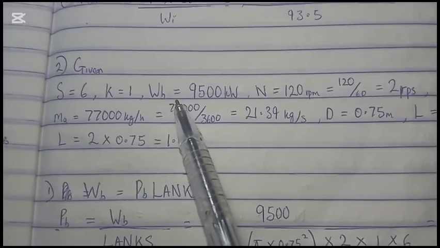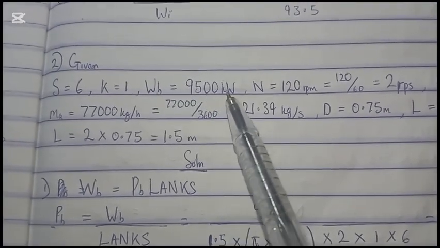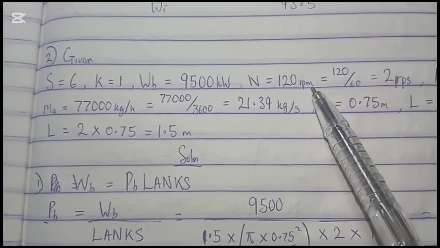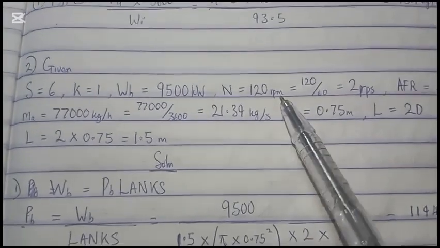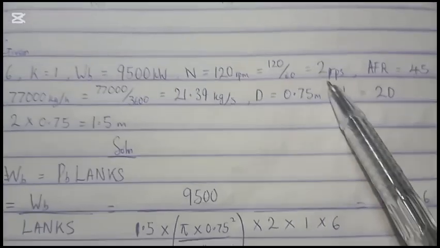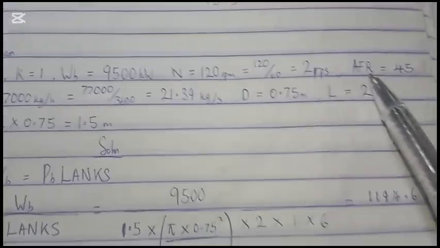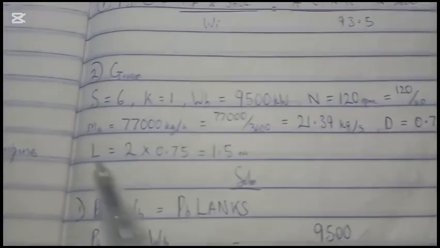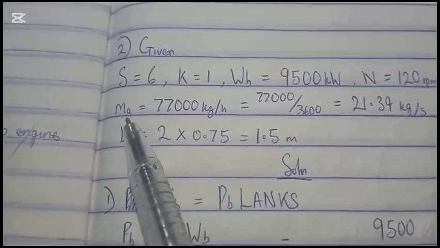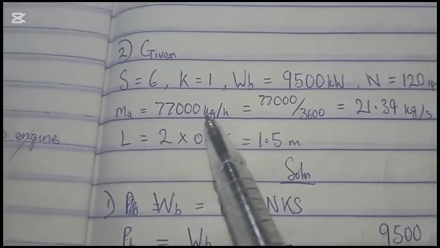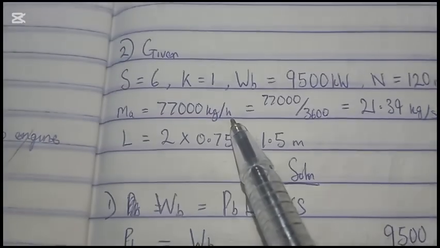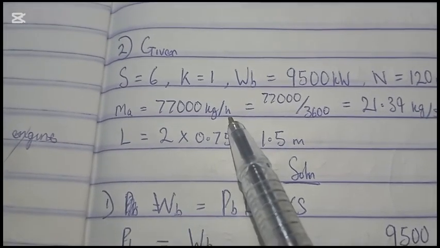The brake power of the engine was 9,500 kilowatts and engine speed 120 revs per minute. We're converting rev per minute to revs per second, that is divided by 60 to give you 2 revs per second, with an air-fuel ratio of 45. The mass flow rate of air is 77,000 kilograms per hour. We're converting this per hour to seconds, so that is dividing by 3,600.